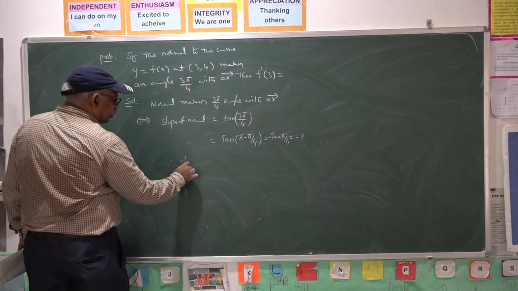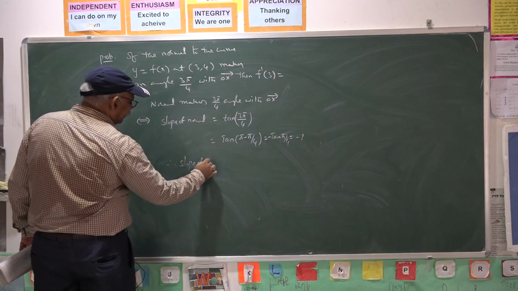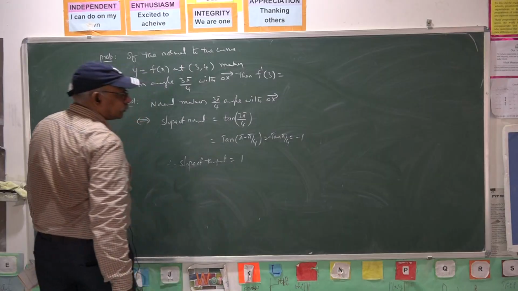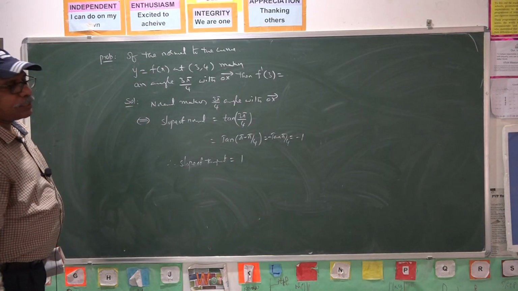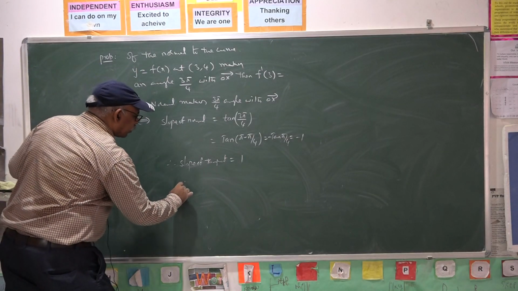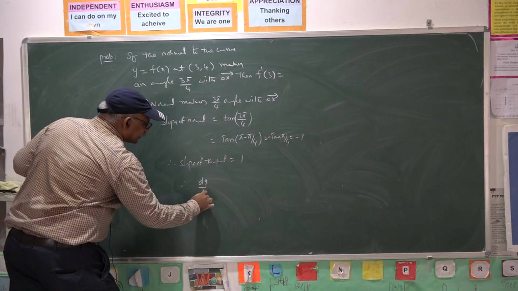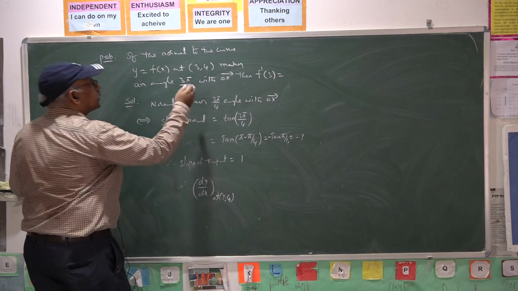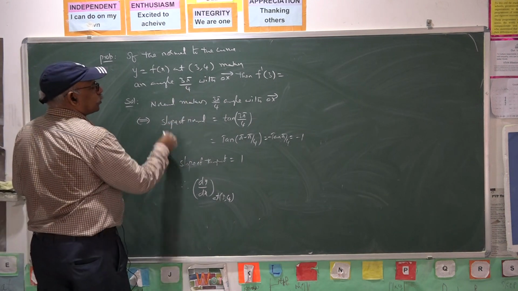Therefore, slope of tangent is 1. Since the slope of the tangent is 1, therefore, dy by dx at 3, 4, because the normal is at 3, 4.